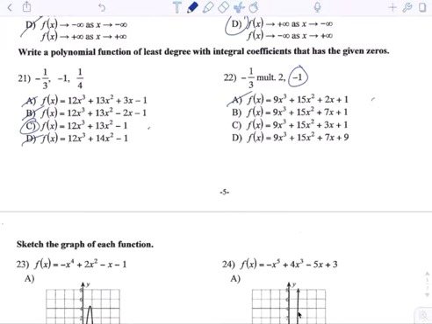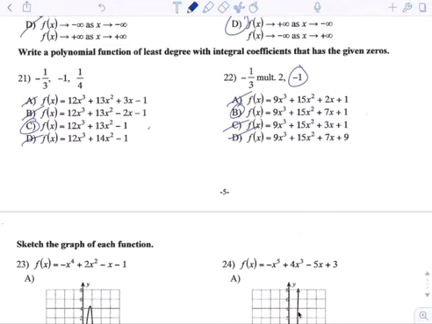Okay, let's try this one. 9, 15, 7, and 1. 9 times negative 1, negative 9, add those, 6. 6 times negative 1, negative 6, add those, 1. 1 times negative 1, negative 1, 0. There we go. So that's one way you guys can go about doing that.